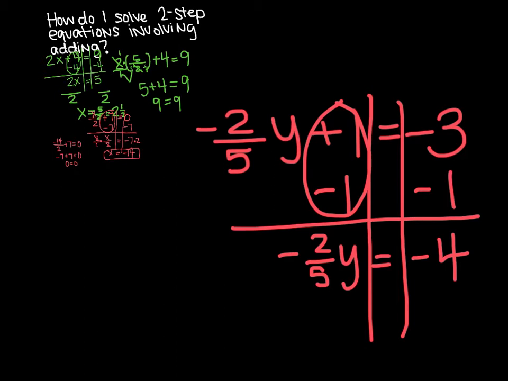Now it's time for my close relatives. My negative 2/5 is being multiplied by y, which means I need to divide by negative 2/5, which really makes you multiply by the reciprocal. So 5 over negative 2. We got to do that to both sides.